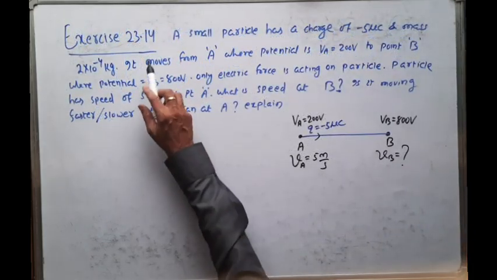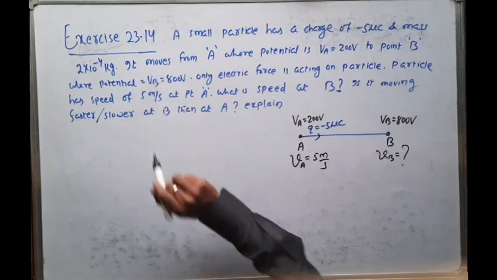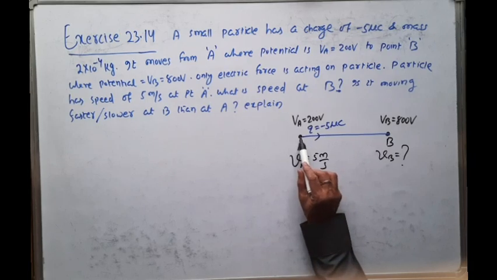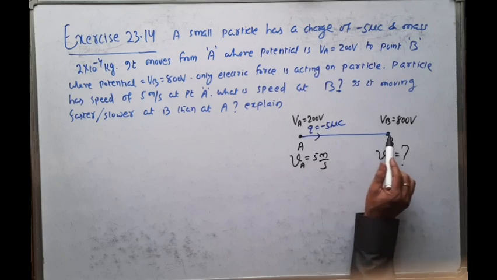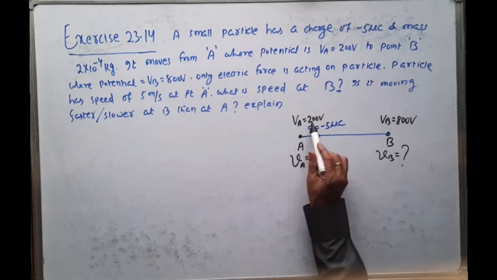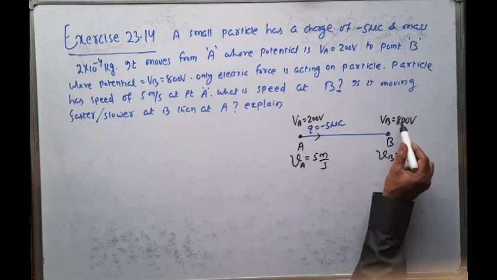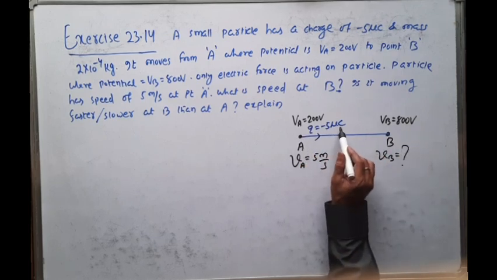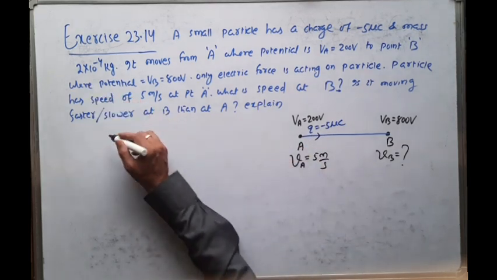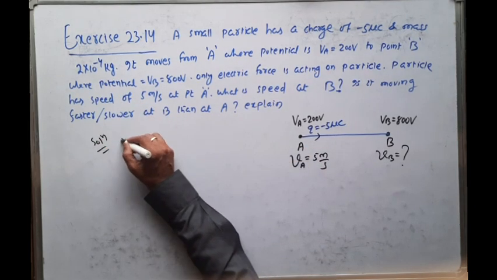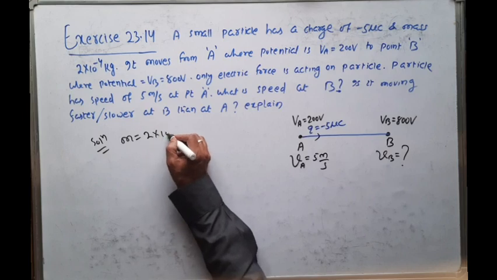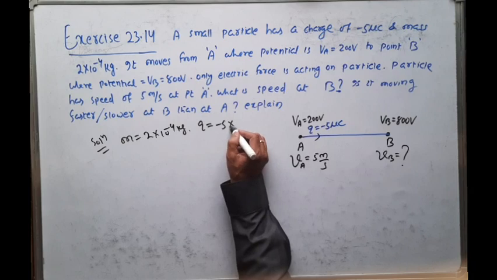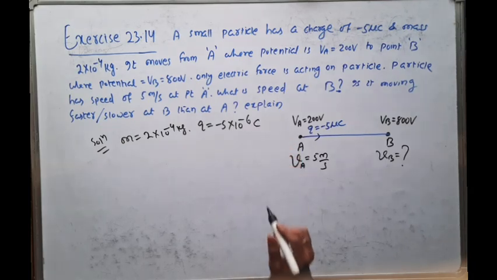So this is exercise 23.14 of the University Physics book. You see, the question is like this. There are two points, A and B. At point A, the potential is 200 volt. At point B, the potential is 800 volt. A negative charge of minus 5 microcoulomb is given. The mass is also given, 2 into 10 to the power minus 4 kg. And the charge value is minus 5 microcoulomb. Micro means 10 to the power minus 6 coulomb.